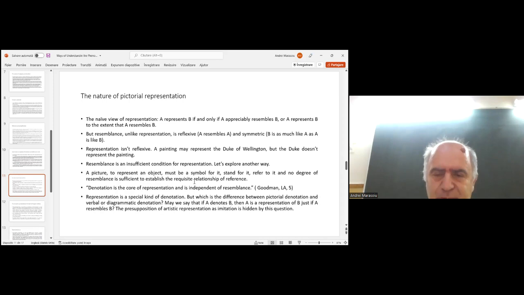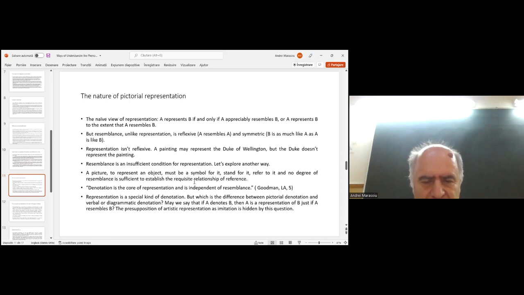So let's explore another way. We'll consider that a picture, to represent an object, must be a symbol for it, stand for it, refer to it, and no degree of resemblance is sufficient to establish the requisite relationship of reference. Therefore, denotation is the core of representation, and is independent of resemblance. This means that representation is a special kind of denotation. But what is the difference between pictorial denotation and verbal or diagrammatic denotation?